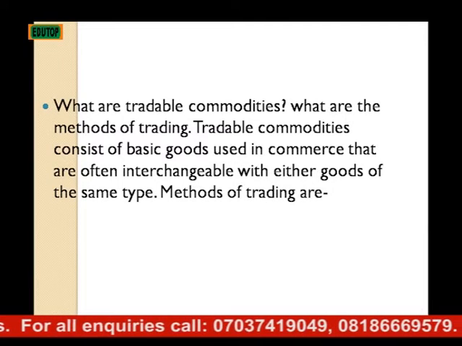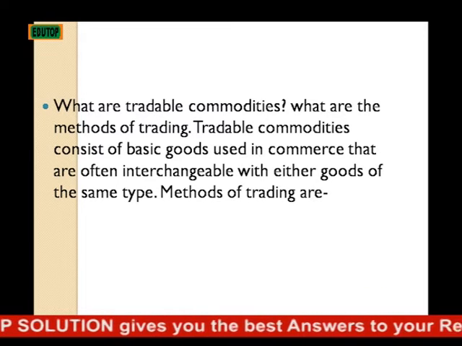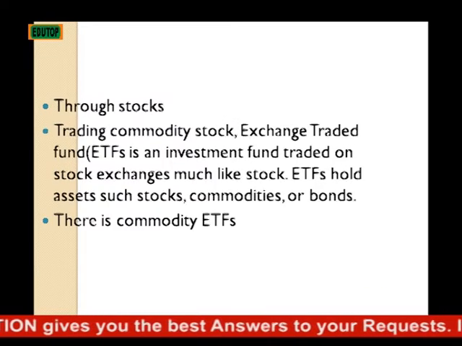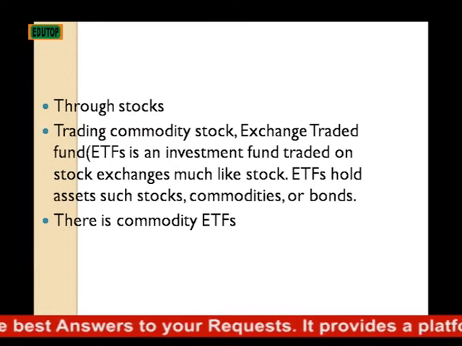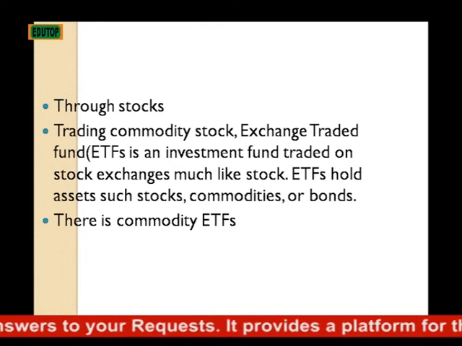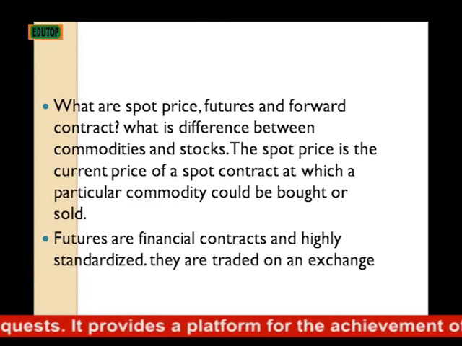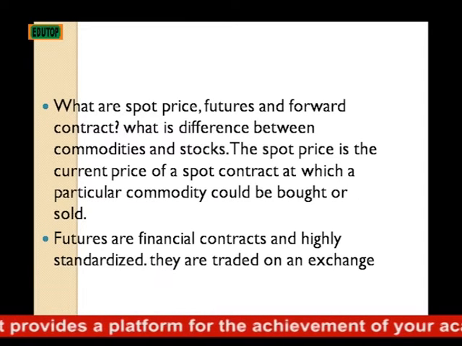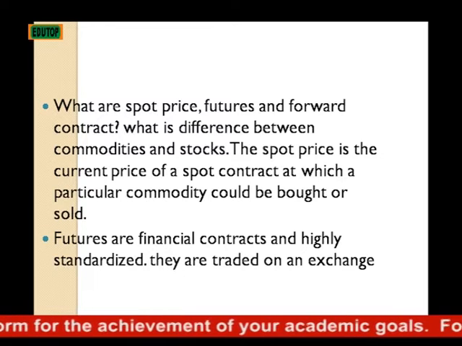Goods used in commerce that are often interchangeable with other goods of the same type. Methods of trading are through stocks, trading commodity stock, that is exchange traded funds, and there are commodity ETFs. What are spot price, futures, and forward contracts? What is the difference between commodities and stocks?